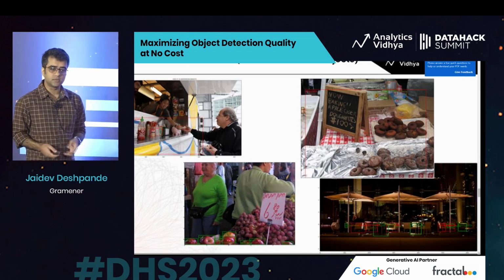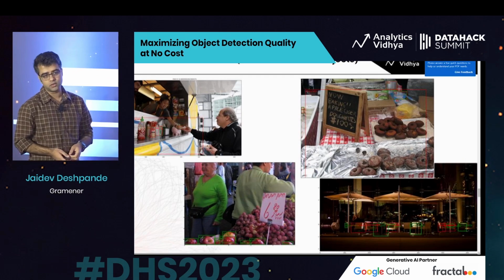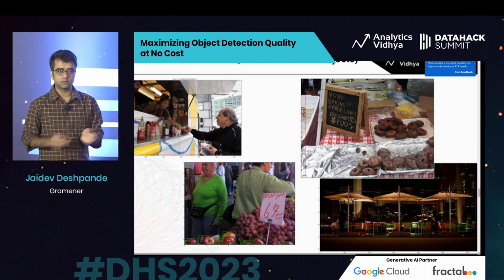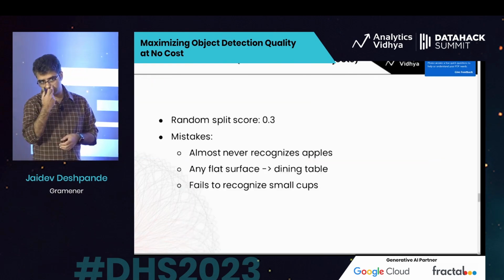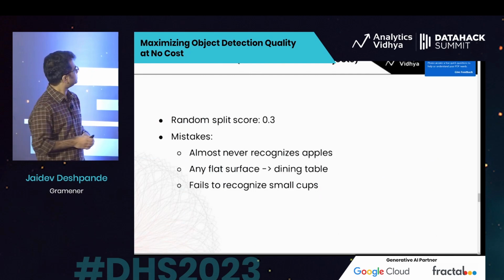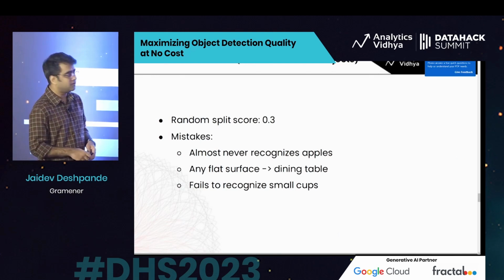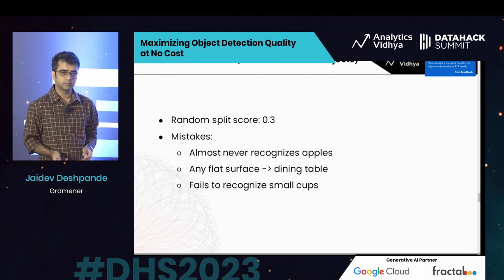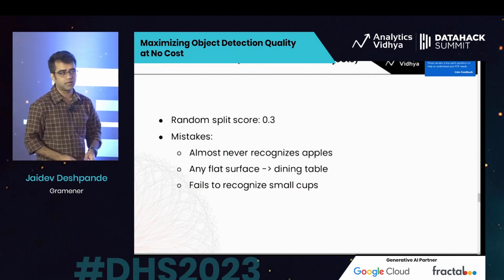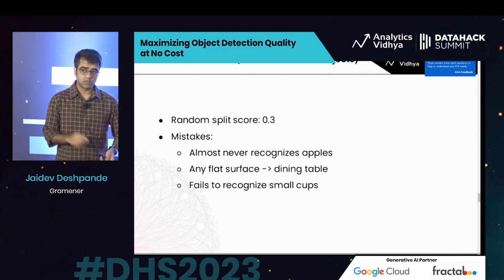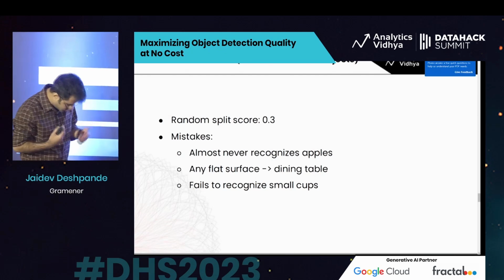And again, we do the same thing. We split this data randomly 60-40, train and do 40 runs of trials. 0.3, that's the random split score. And these are the mistakes. It almost never recognizes apples, and any flat surface it thinks is a dining table. This is broadly what's happening at the end of the random trials, right? And it fails to recognize cups when they are small, when they're in the background, right? So here, what could we think of?